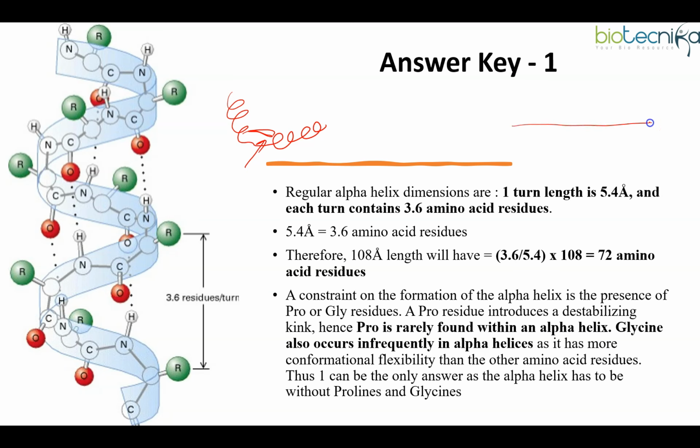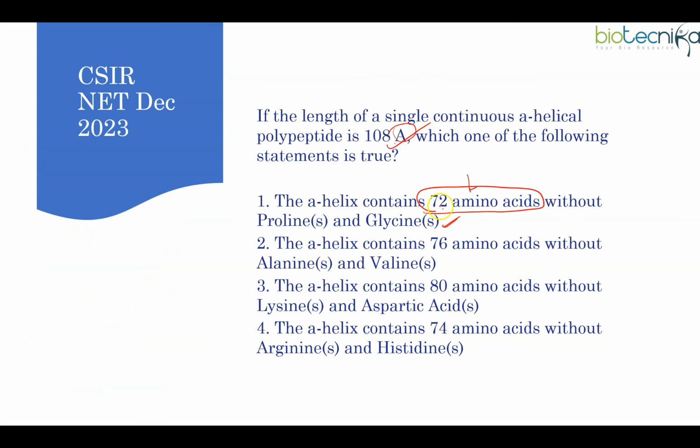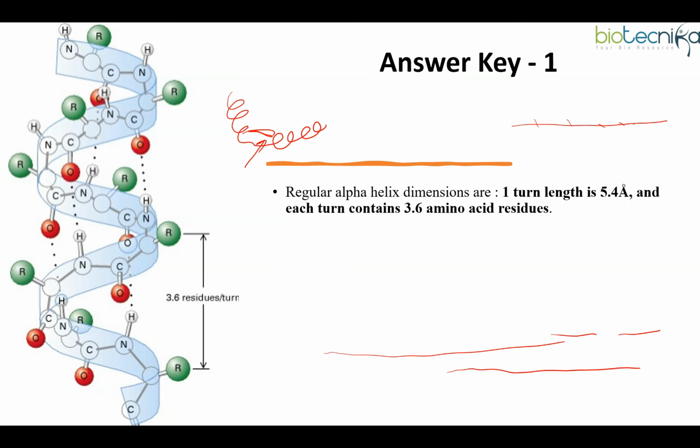So whenever a stretch of polypeptide chain has more proline residues, then they will not have the tendency to be present in the alpha helix form. Proline is rarely found in the alpha helix, and glycine also occurs infrequently in alpha helices because it is a very flexible amino acid, as the side chain is very small. So because of the conformational flexibility compared to other amino acids, glycine, if present, will destabilize the structure. That's why option one can be the only answer, because it is saying alpha helix contains 72 amino acids without proline and glycine. Moving on to the next question.